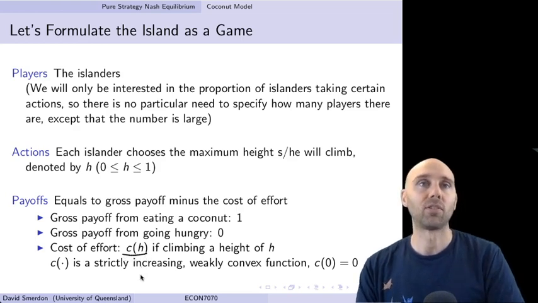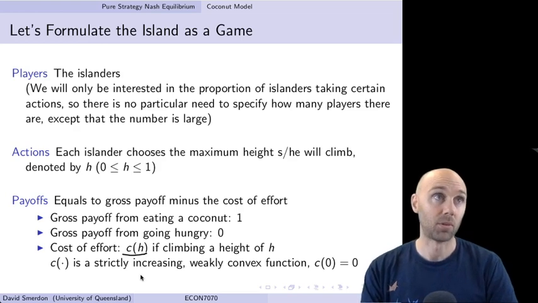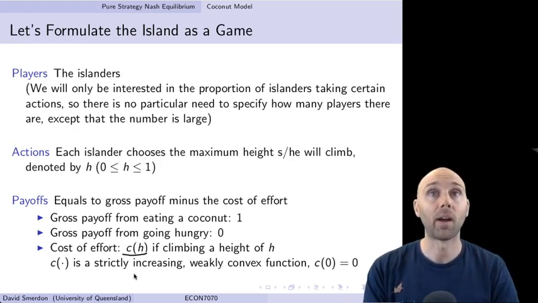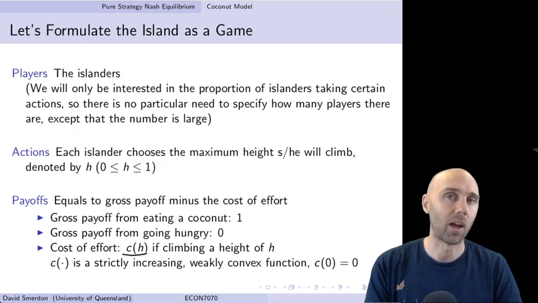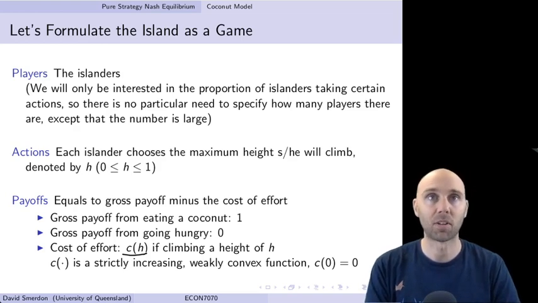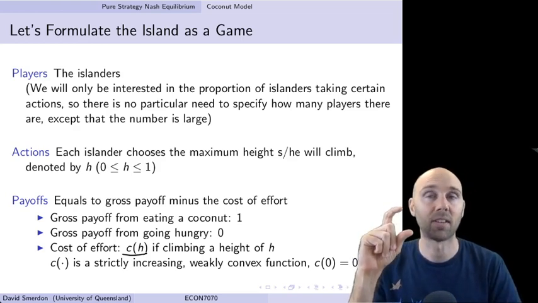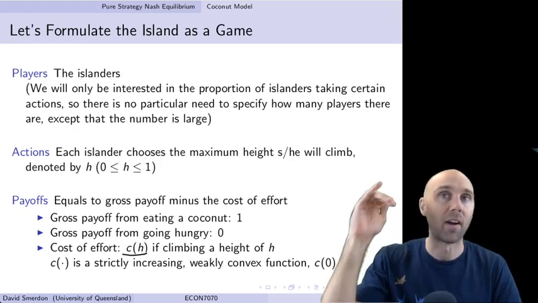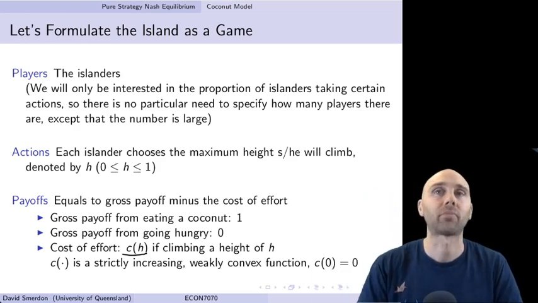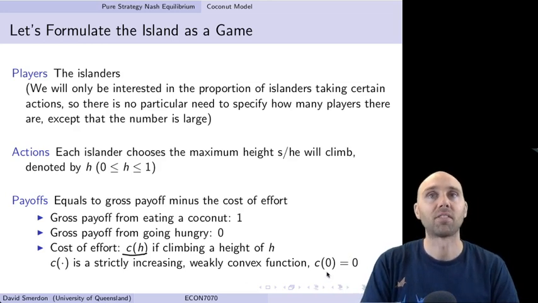We'll call that function strictly increasing, as in it requires more effort to climb higher, and we'll make it weakly convex in the sense that it's getting more and more difficult to climb up the tree. Easy to climb up a 30 centimeter tree, much harder to make that extra 30 centimeters between 5 meters and 5 meters and 30 centimeters. And of course, there's no effort if you don't climb.